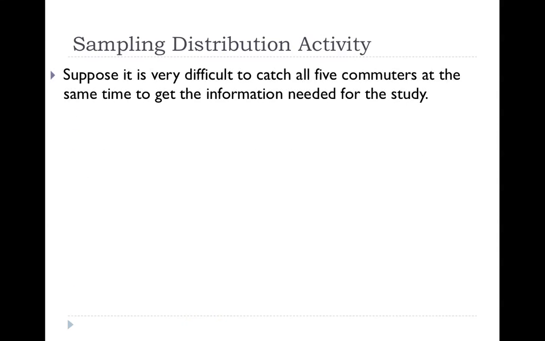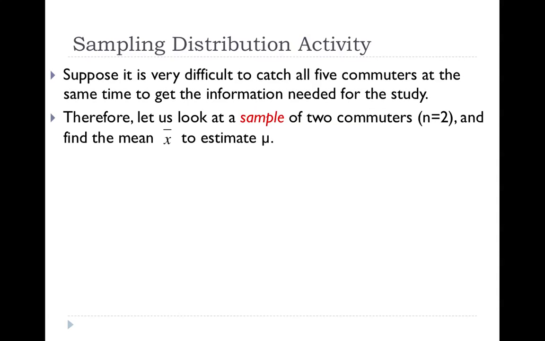Okay, so now that we have those two values, let's assume that our population is 5 commuters. It's too difficult to actually catch all 5 commuters at the same time to get the information needed for the study. So let's suppose instead of looking at all 5, we have to sample this group and use the sample information. So let's look at a sample of simply 2 commuters.